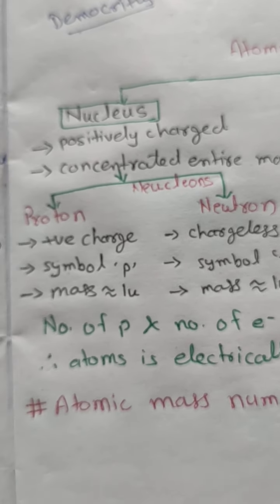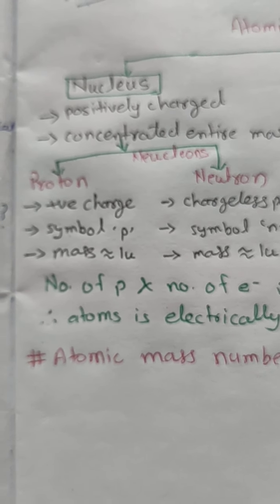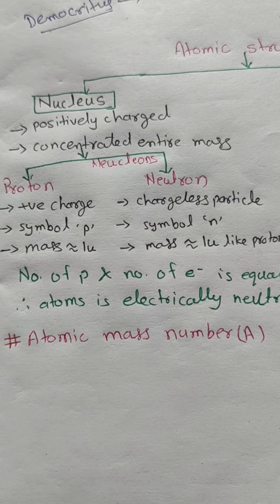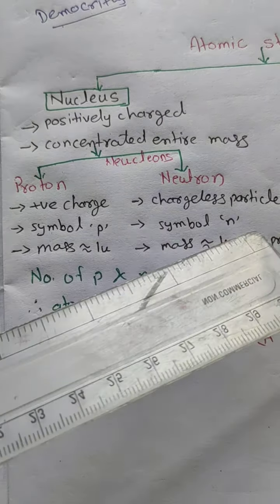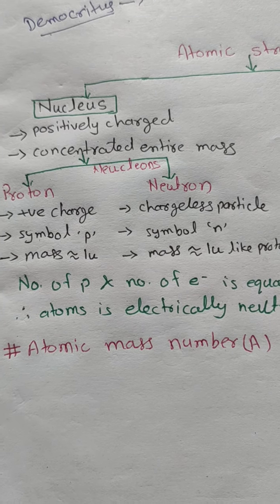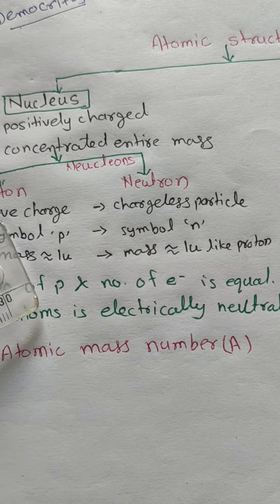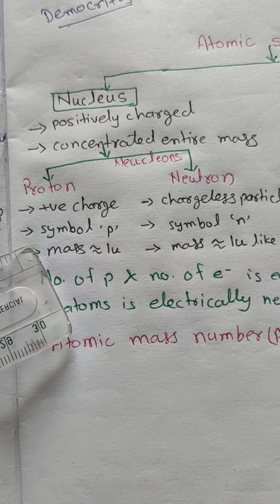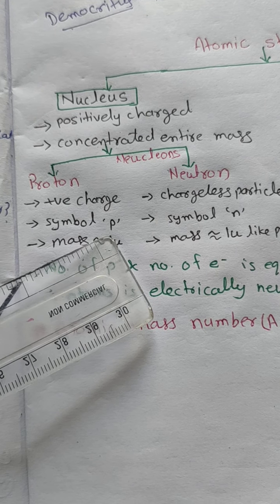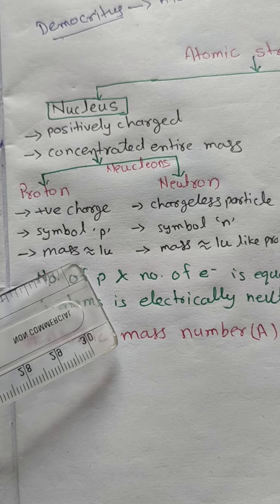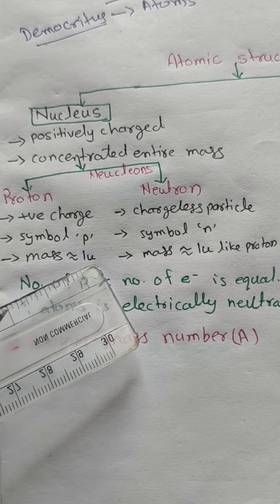This nucleus consists of two parts, proton and neutron. Proton is a positively charged particle. The symbol of proton is a small letter p. Its mass is approximately 1 Dalton, 1 atomic unit.